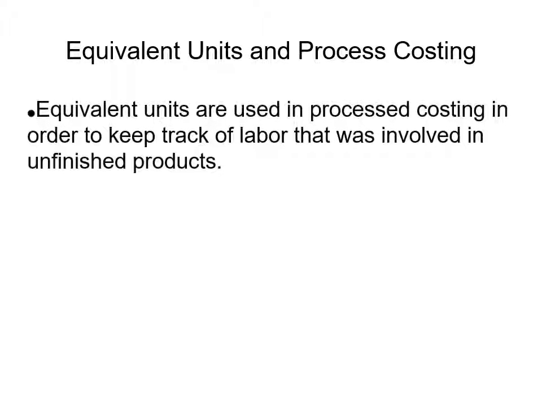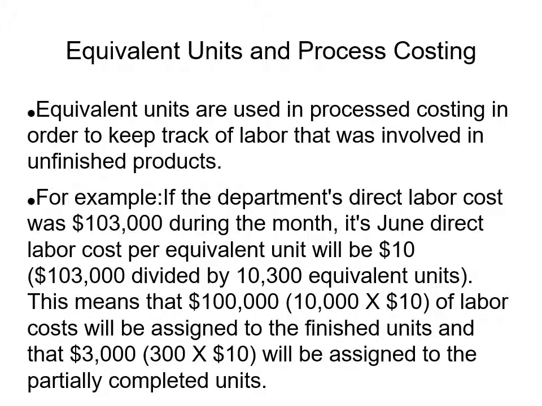Finally, let's talk about equivalent units and process costing. Equivalent units are used in process costing in order to keep track of labor that was involved in unfinished products. For example, if the department's direct labor cost was $103,000 during the month, its June direct labor cost per equivalent unit will be $10, which is $103,000 divided by 10,300 equivalent units. This means that $100,000 of labor costs will be assigned to the finished units, and that $3,000 will be assigned to the partially completed units.